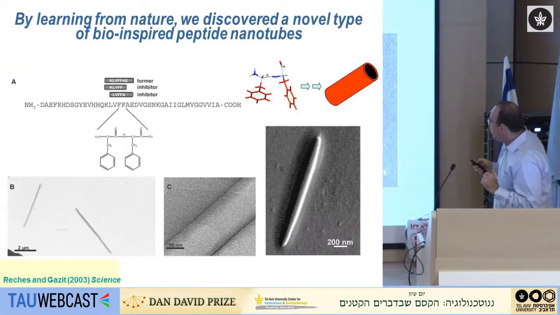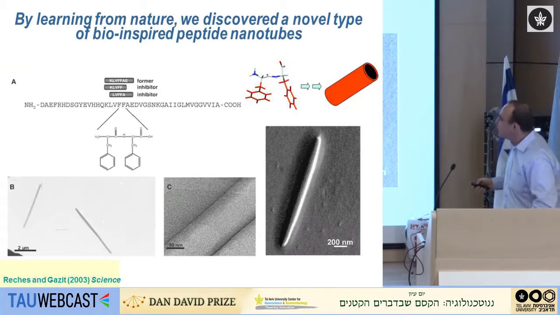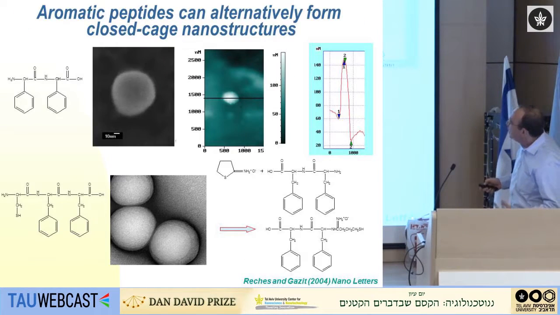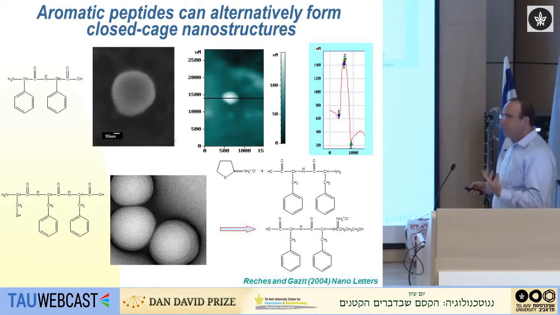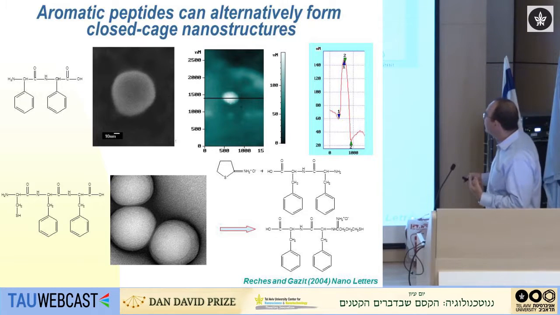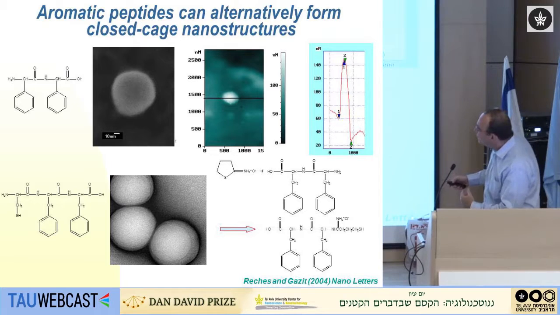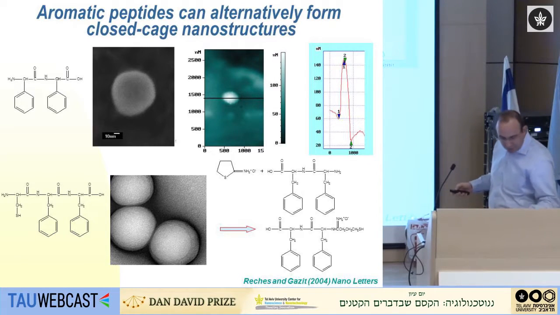To make a long story short, double meaning, we demonstrated that diphenylalanine, this very simple dipeptide, has all the molecular information needed to form well-ordered nanotubes. Later on, by playing around with the properties, we could also get the formation of nanospheres that are based on the use of this concept, a dipeptide with two aromatic building blocks.